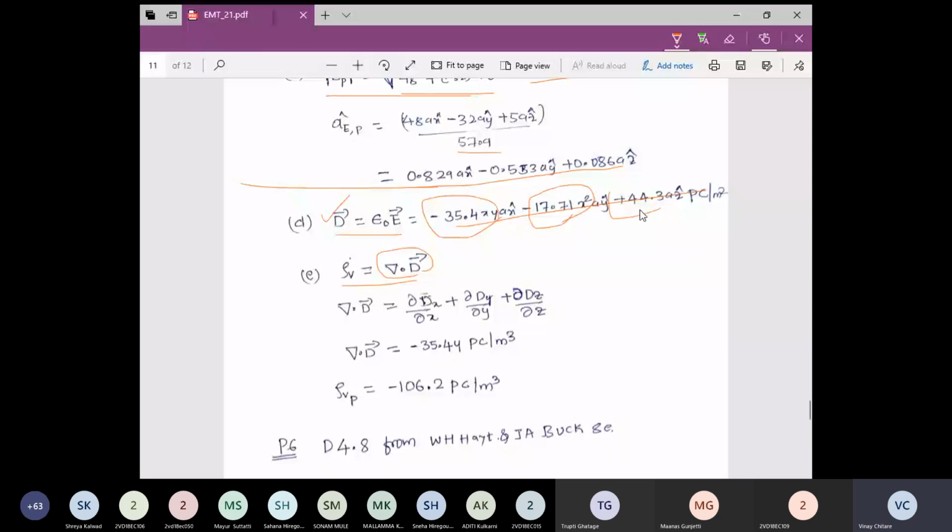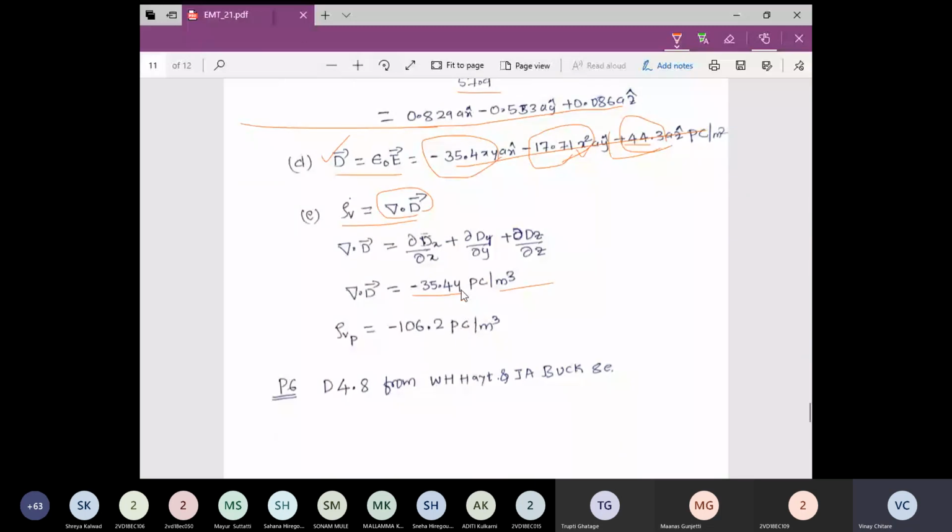You could see that Dy is a function of x alone and Dz is a constant. So if you make a partial differentiation of this term with respect to y, it will be 0, and similarly with respect to z, this term will be 0. So as an answer, you have only minus 35.4 y picocoulomb per meter cube. And if you substitute the value of y, you will get this as the answer. That is, the charge density at that point is minus 106.2 picocoulomb per meter cube.